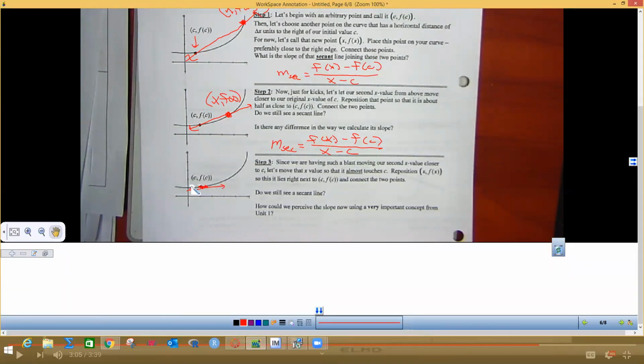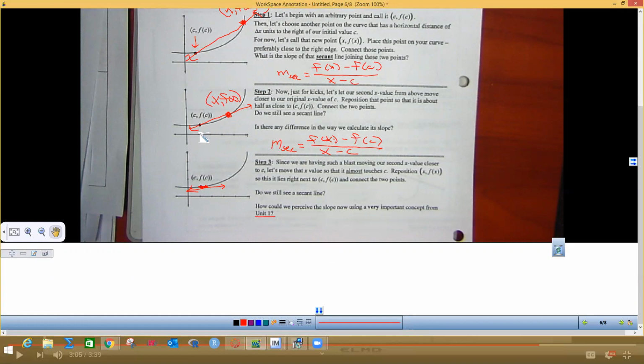Well, do we still see a secant line? Probably it's going to be kind of hard to see because I'm so close to it. But actually, there still would be a secant line there. So how could we perceive the slope using very important concepts from Unit 1?